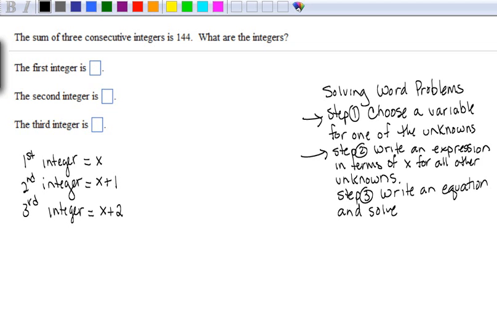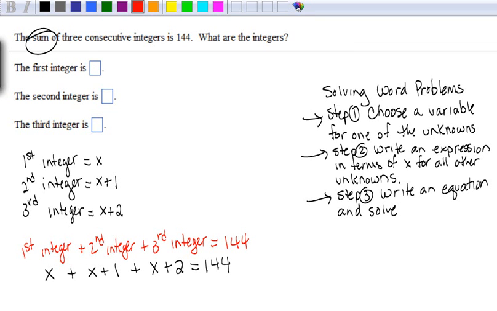We need to write an equation and solve. What is the equation? Well, we know that it says here the sum of the three integers. So I'm going to take the sum of the three integers: here's my first integer plus my second integer plus my third integer. And we know that sum is 144. So that is the equation. You can see in red, I took the first integer plus the second integer plus the third integer, and set that equal to 144.